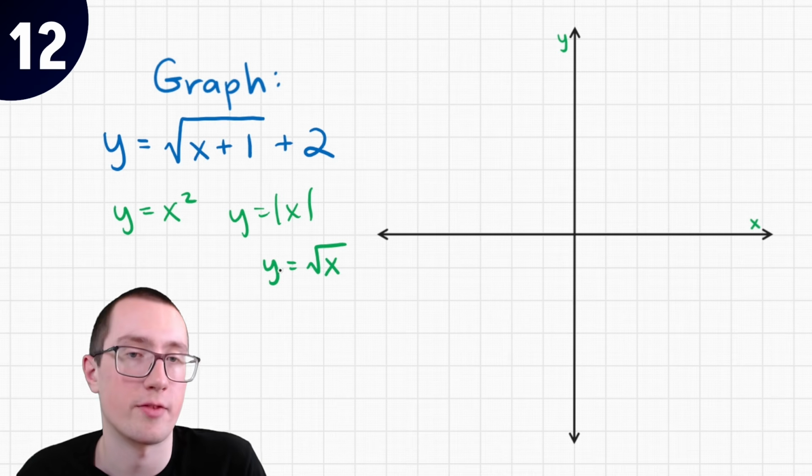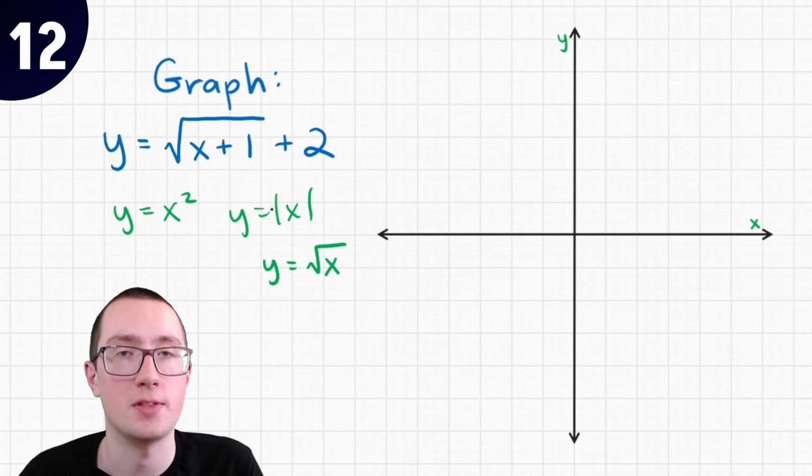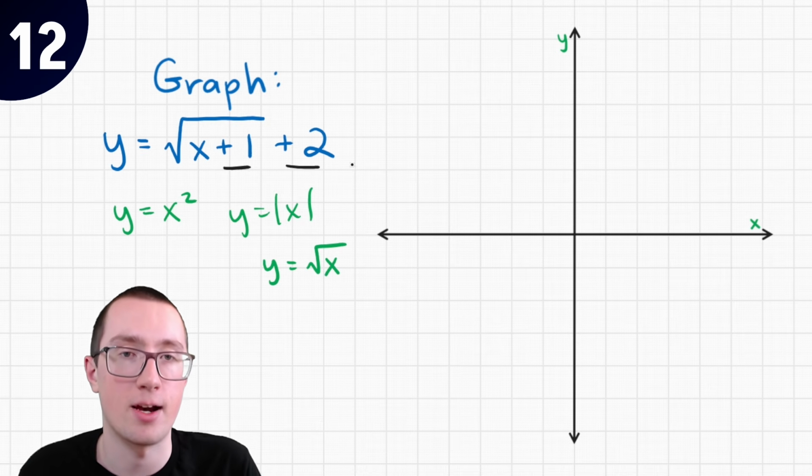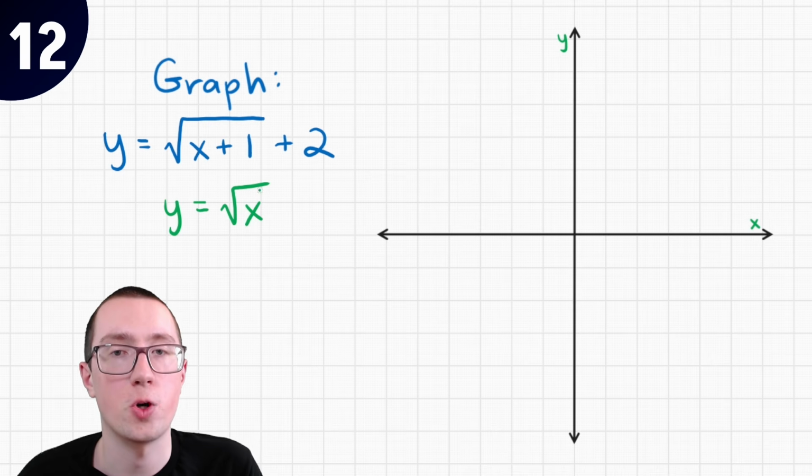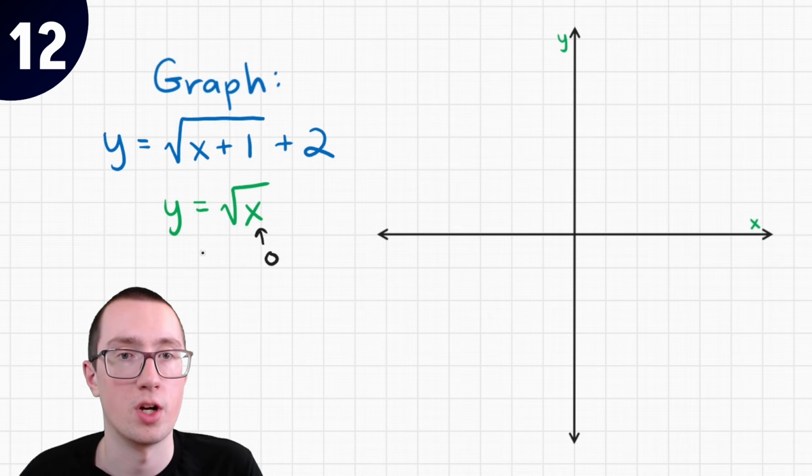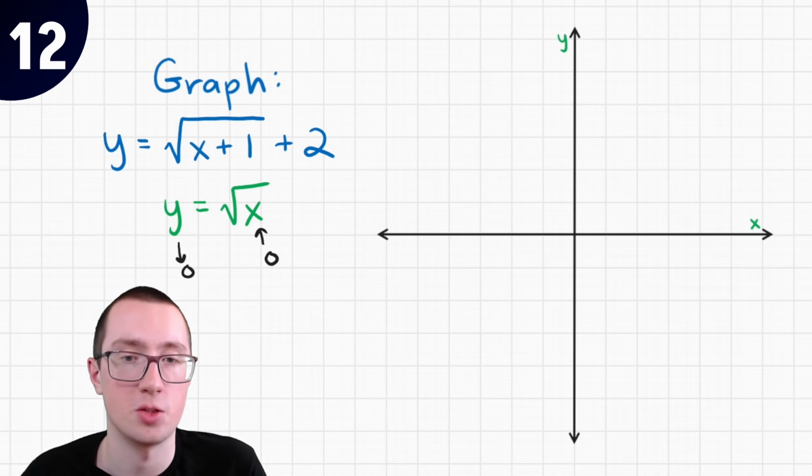So this is always graphed the same way every time. And then we have to ask ourselves, what is the plus 1 doing, which is inside the square root? And then what is this plus 2 doing? That is outside of the square root. So let's graph our parent graph, y equals the square root of x. What do we get when we plug in 0 for x? Well, the square root of 0 is 0. So again, we get 0 for x and 0 for y. That's the center of our graph.